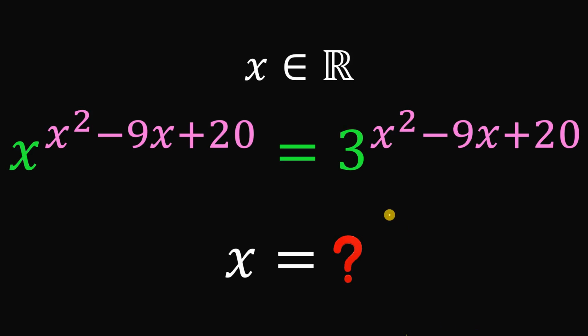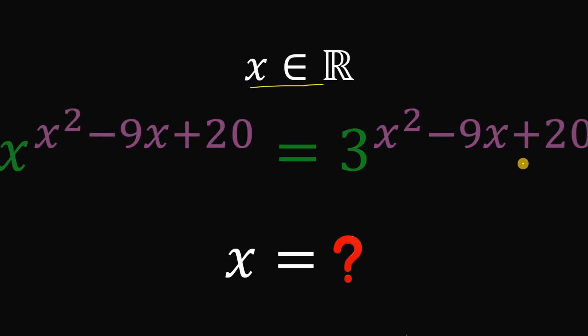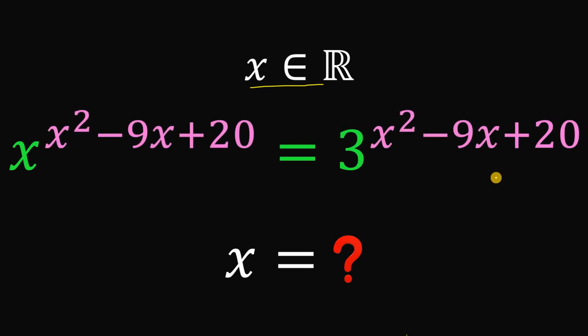Can you solve this algebra challenge? Here's the question. Given that x is a real number that satisfies this equation, x raised to the power of x squared minus 9x plus 20 equals 3 raised to the power of x squared minus 9x plus 20, then the goal here is to find all possible values of x.